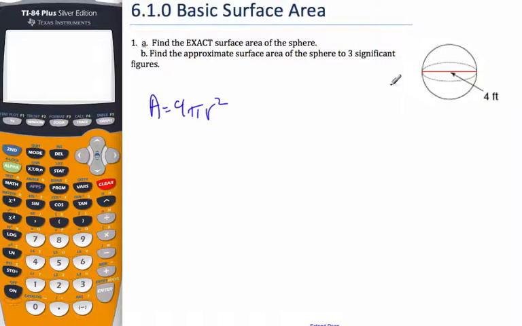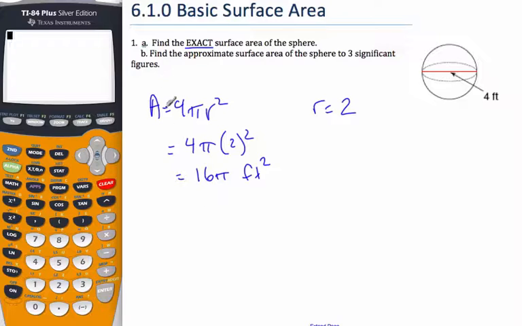So, area, I know, is 4 pi r squared. If I look at the sphere, what is my radius going to be, Mr. Song? Radius is 2 feet. How'd you get 2? Because it's half of the diameter. Okay, so I take my r, I plug it in, I get 4 pi 2 squared. When I square first, 2 squared is 4. 4 times 4 is 16 pi, feet squared. And that is the exact value. It has pi in it. This is an exact thing, because pi is 3.14 and so on, forever and ever.